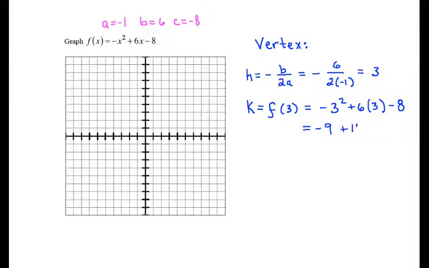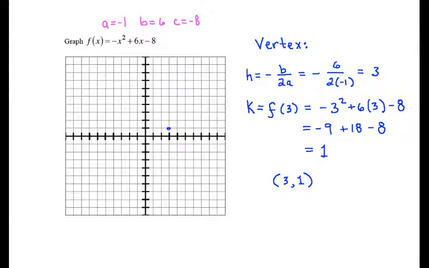Plus 18 minus 8. So we end up with positive 1. So my vertex is at the point 3, 1.